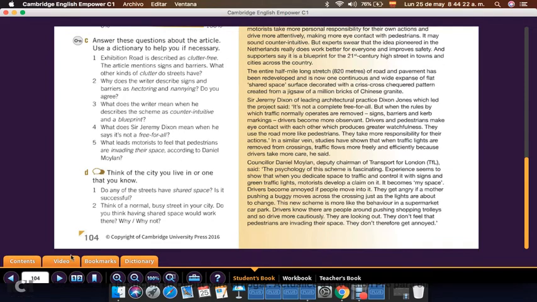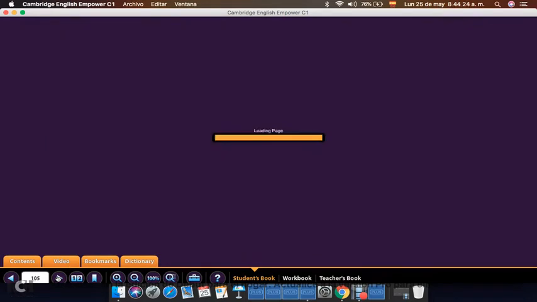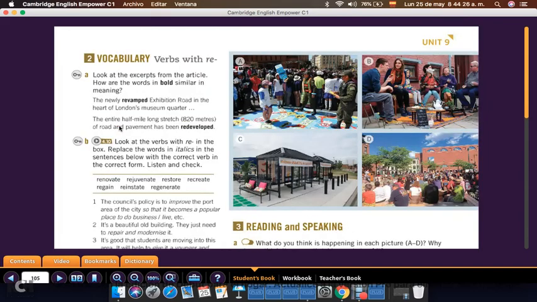Okay, then we move on to page 105. Vocabulary, verbs with re. Look at the excerpts from the article. How are the words in bold similar in meaning? The newly revamped Exhibition Road in the heart of London's Museum Quarter. The entire half-mile long stretch, 820 meters of road and pavement, has been redeveloped. Okay, what's the similar meaning between those two words?